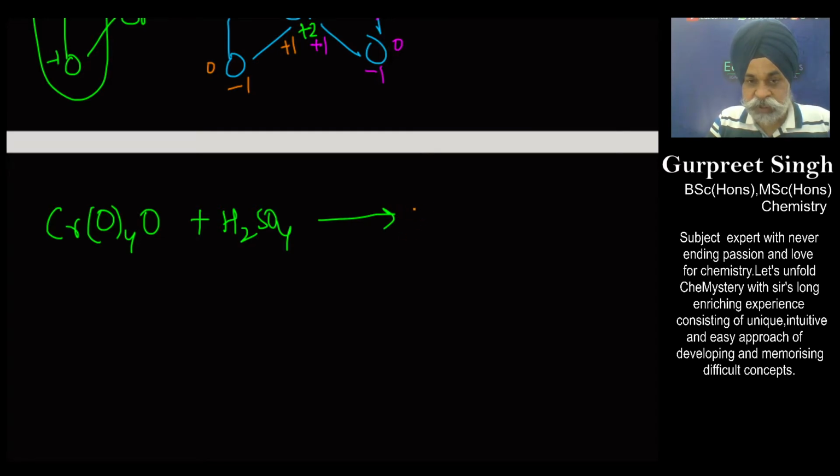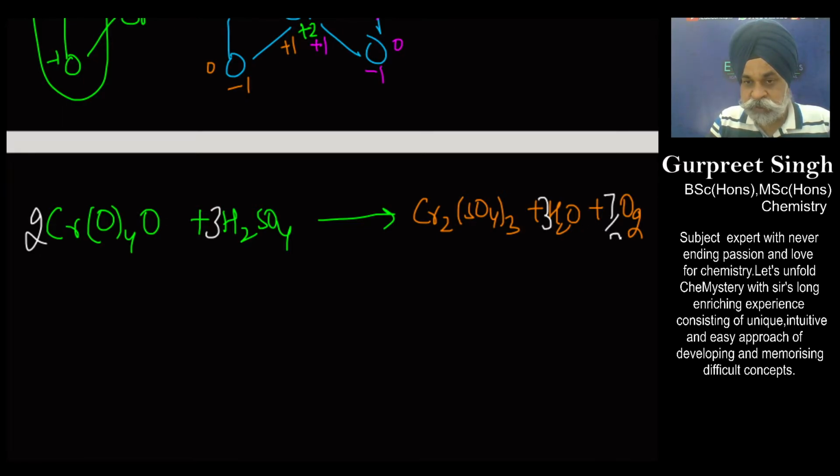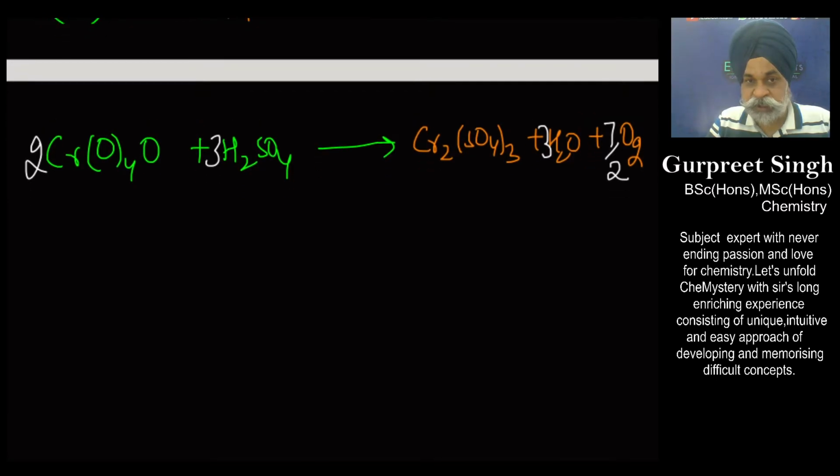Now what is to be done in this case? So chromium sulfate along with water along with oxygen. Now we already have done the balancing. If I just show you the balancing, this was 2 and this was 3, this was 3 and this was 7 by 2. Now if you do the tabulation in terms of the electron exchange, it is very interesting to explain it here.